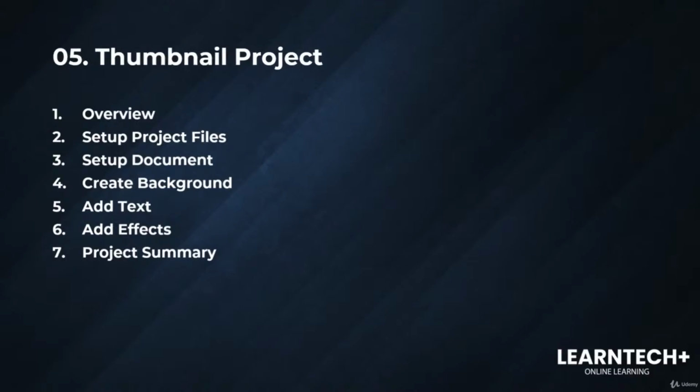In section 5, we're going to do a thumbnail project. So we'll go over the overview of the project. Then we'll set up the project files. We'll set up the Photoshop document. We'll create a background. We'll add text, add effects, and then go over the project summary.